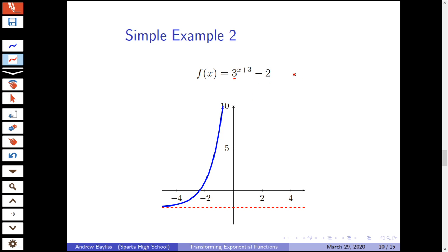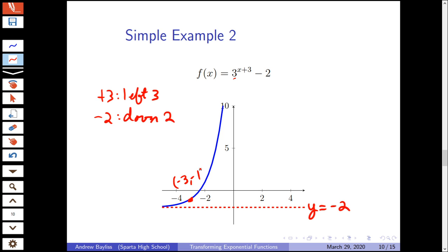Please note, this plus 3 here means left 3, and the minus 2 means down 2. So we have our horizontal asymptote at y equals negative 2. We're going to have our strategic point, instead of at (0, 1), it's now down at negative 1, and to the left, so it's (-3, -1) where our strategic point ends up.